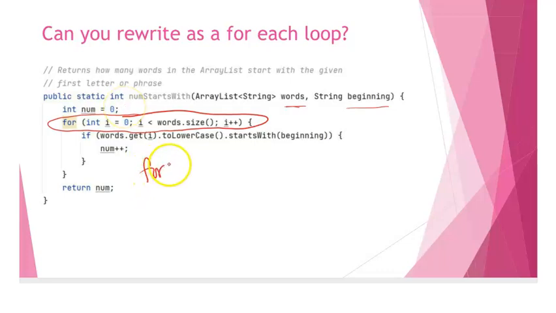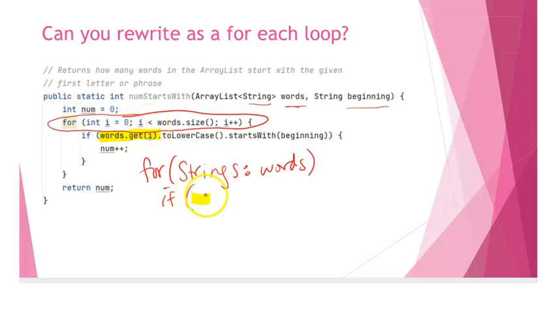So I'm going to say, I want to figure out my data type. Since I'm working with strings, I'm going to say for string S, and then I use a colon, and then I'm going to say the name of the array list, which is words. So for each string S inside words, I'm going to do the following. So if, and then here, I just replace words.get(i) with S.